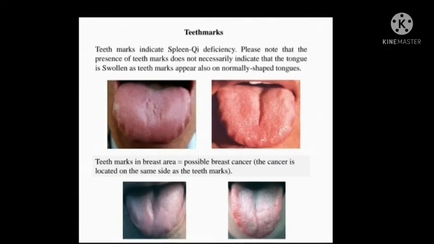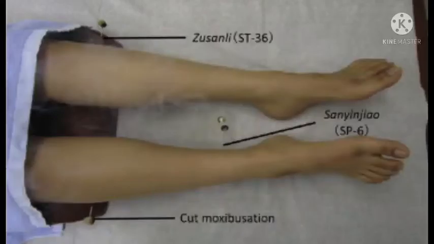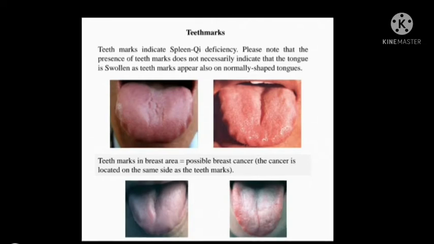With this, the person will have tiredness and loose stool. Motion will be loose. So what treatment will we give here? The two major points for this spleen qi deficiency are Stomach 36, ST36, and SP6. We will apply needle. We can apply needle with moxa here, or we can simply apply a magnet to tonify it. These two points will immediately give results to the patient.